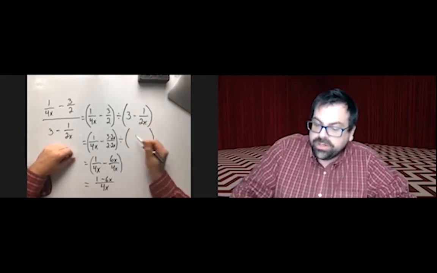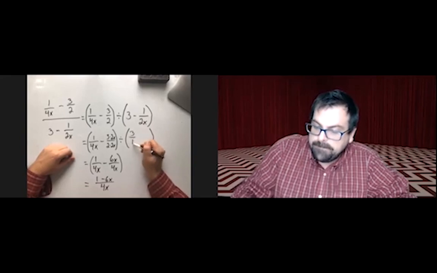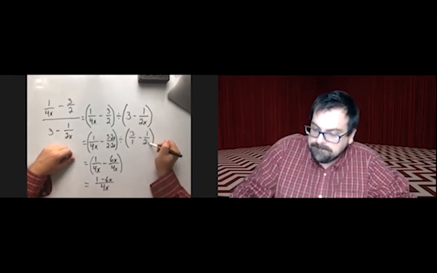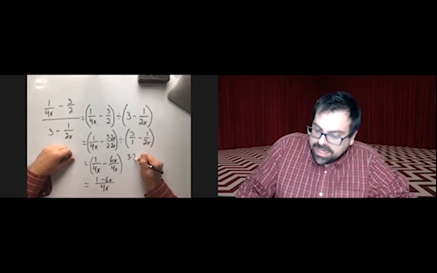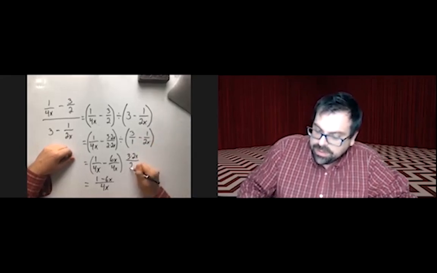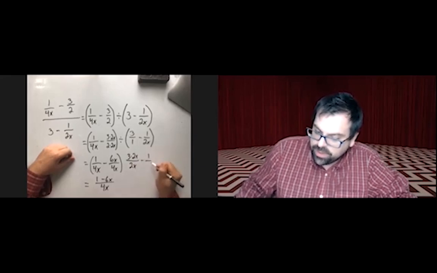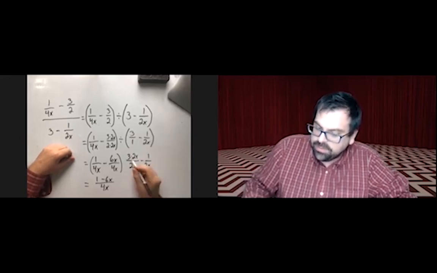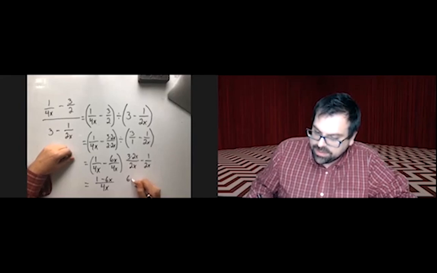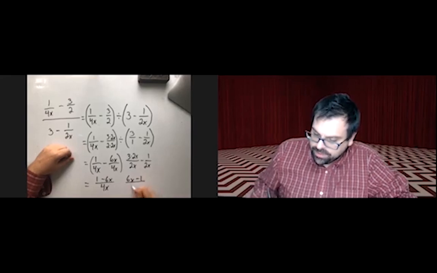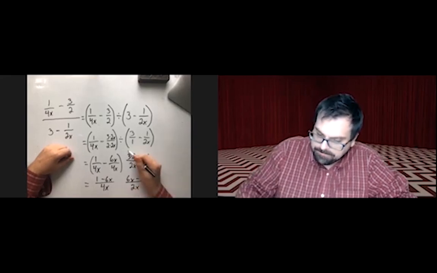What do we have going on over here? Well, 3 is 3 over 1. And this would be 3 times 2x over 2x minus 1 over 2x. 3 times 2x is 6x minus 1 over 2x.